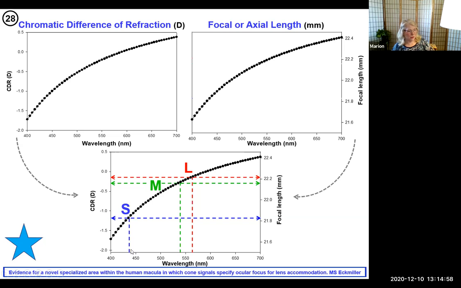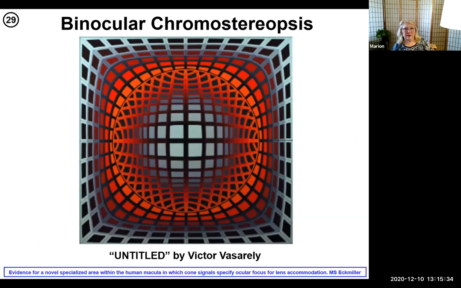So the S cones, their maximal sensitivity is more or less here, and they would like this focus level, which corresponds to this focal length. The M cones have this maximal sensitivity, and they want this ocular focus length, or this focal axial length of the eye, and the L cones prefer that. So I am saying that if we have all of these three kinds of cones, the focus signals are probably going to be made as a balanced compromise between these.